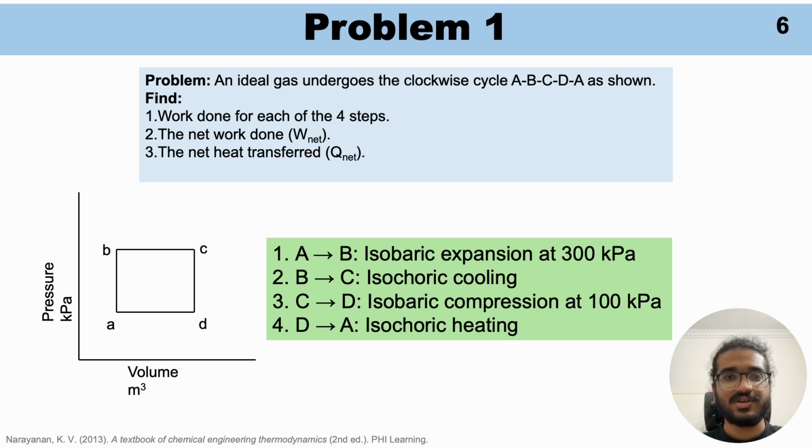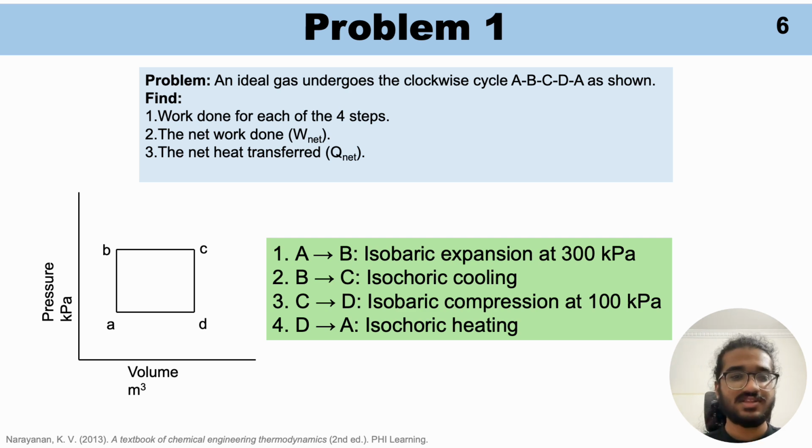Moving on to some numericals, we can see that when an ideal gas undergoes this cycle A, B, C, D as shown, we need to find the work done for each of the four steps, the net work done, W net, and the heat transferred, Q net.